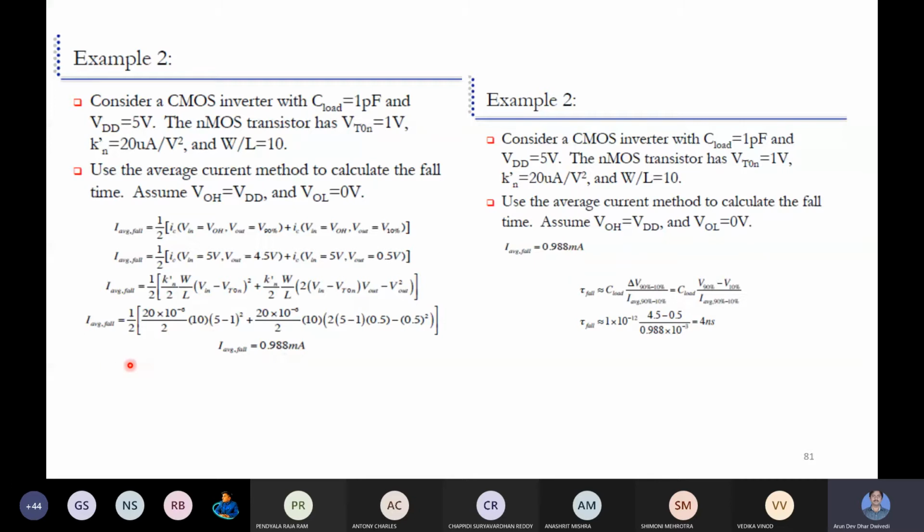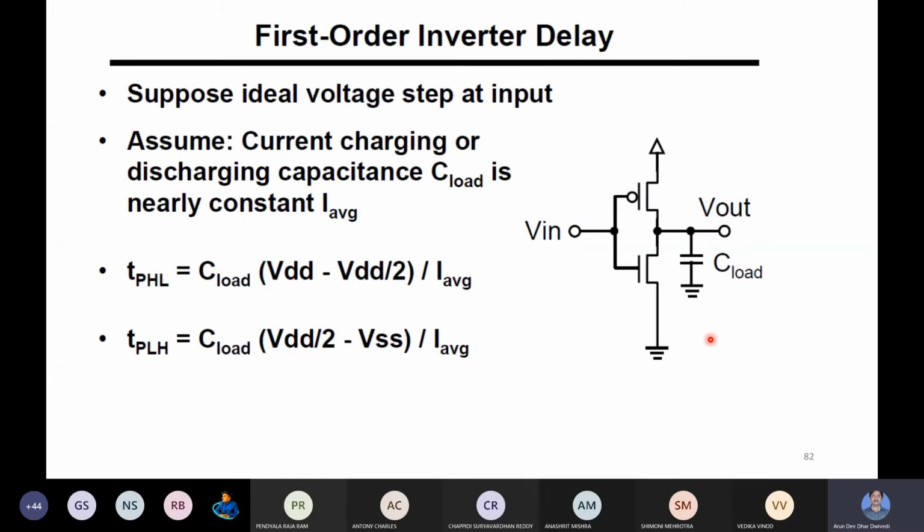So you got I average, then you can calculate the fall time, which is C load into delta V from 90% to 10%, divided by I average. V90% is 4.5 and V10% is 0.5, C is given as 1 picofarad, and the average current is now 0.988 into 10 power minus 3 ampere, that is this many milliampere. By putting all these together, we get 4 nanosecond. So this is the delay, not delay, it is the fall time of the output pulse by the average current method. Let us now move further.